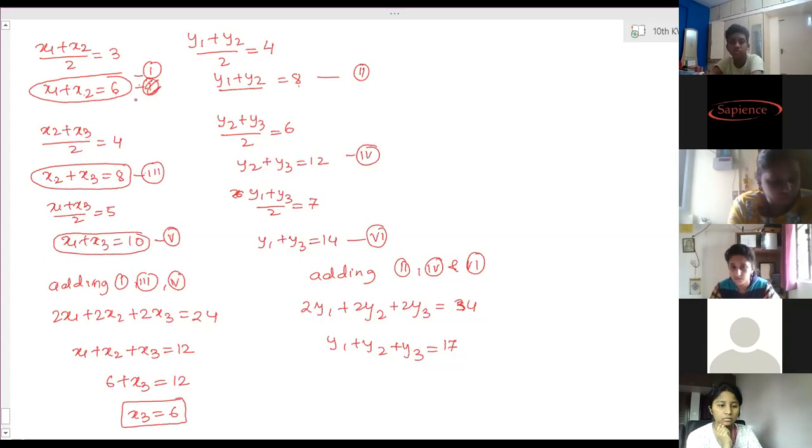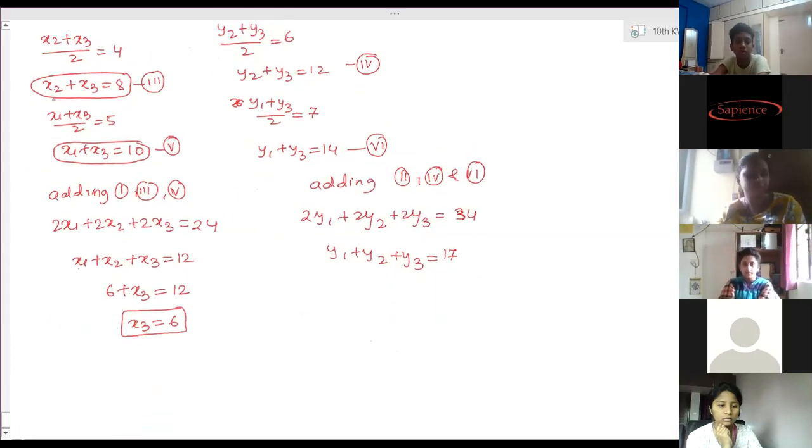x1 plus x2 we have 6, no? So in place of x1 plus x2 we can substitute 6, so 6 plus x3 is equal to 12. So x3 is equal to 6. Now similarly, x2 plus x3 is 8. So in this equation you have to substitute x2 plus x3 as 8. So x1 plus 8 is equal to 12. So x1 is equal to 4.